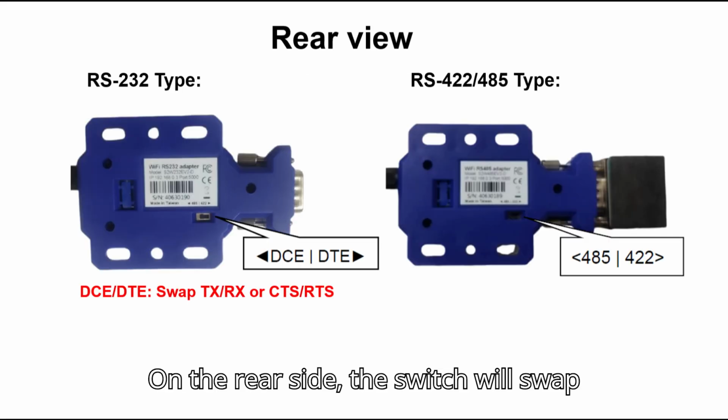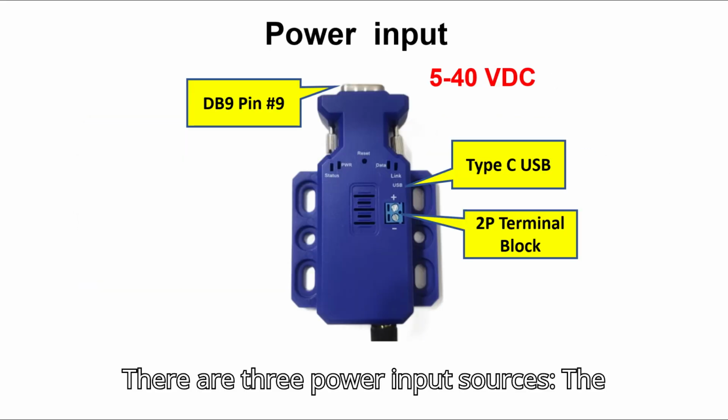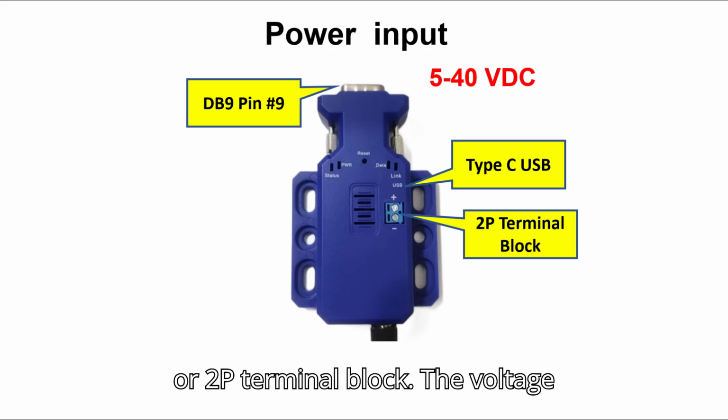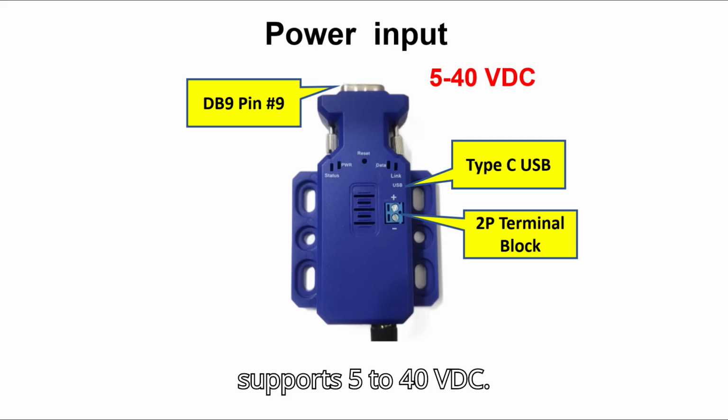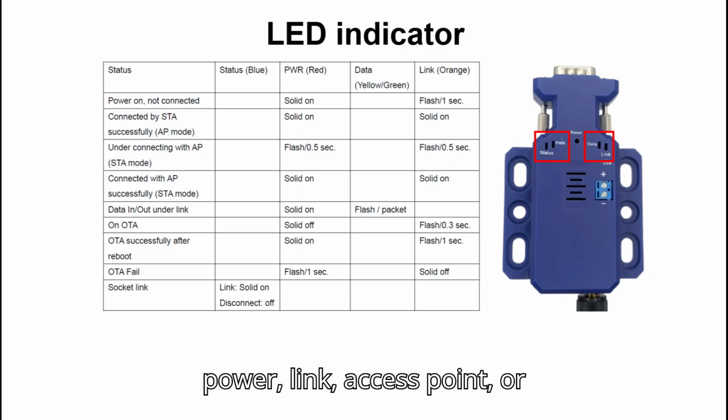On the rear side, the switch will swap between DC, DTE, or RS-422, RS-485. There are 3 power input sources: pin 9 of the DB9, Type-C USB, or a 2P terminal block. The voltage supports 5 to 40 VDC. The 4 LEDs indicate the status of the power, link, access point, or station mode setting.